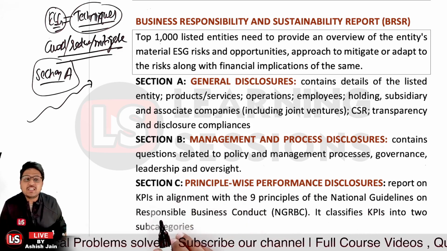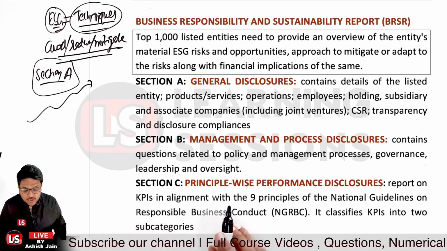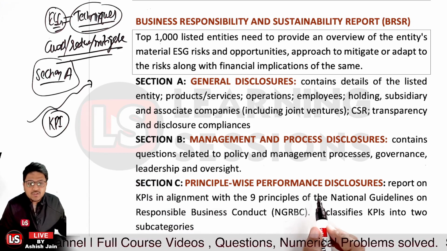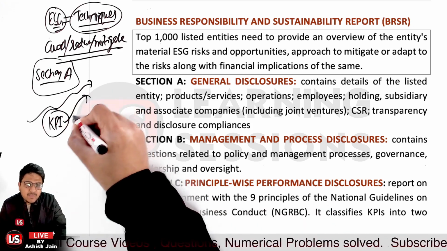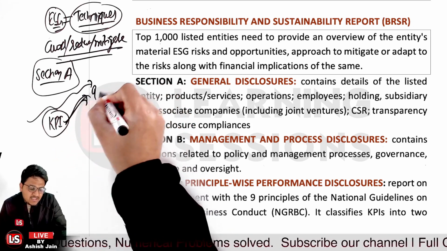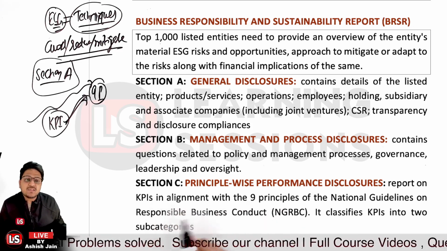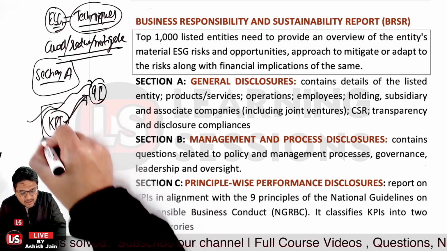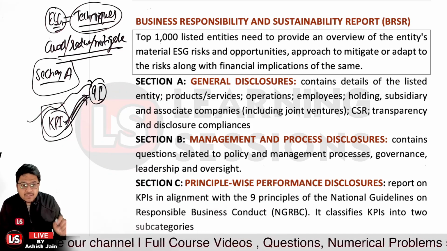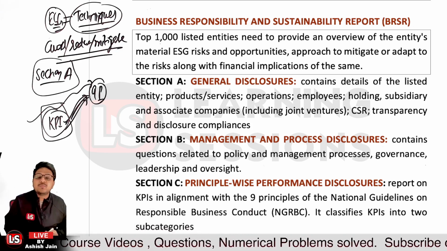And the third one is related to principle wise performance disclosures, that is, whatsoever your KPIs, that is key performance indicators, related to the 9 principles as given by the NGRBC. Now the 9 principles were given by the National Guidelines on Responsible Business Conduct, and your KPIs are in line with those 9 principles. Further, it classifies the KPIs into 2 subcategories, and you need to disclose based upon the same, right?